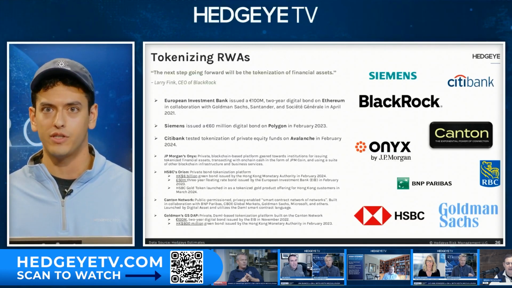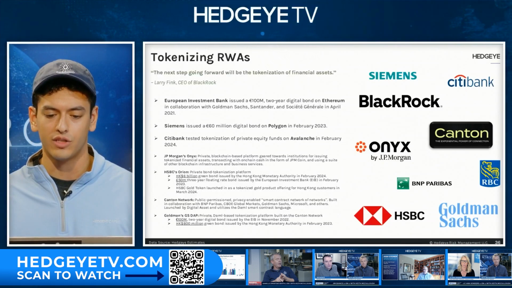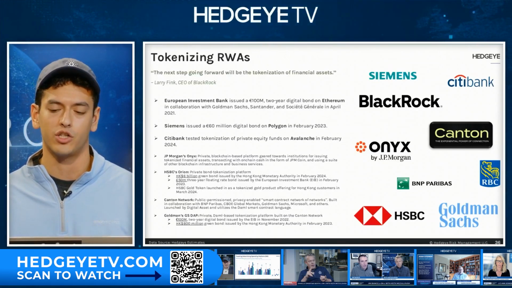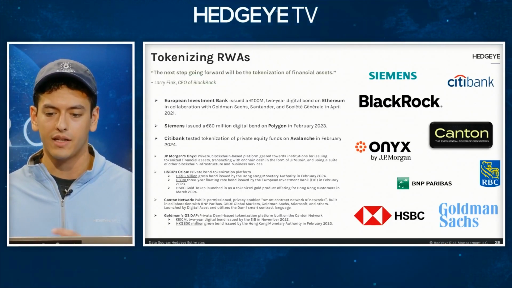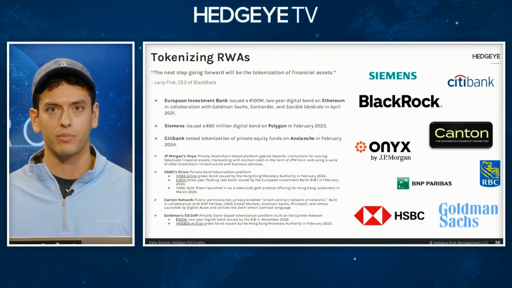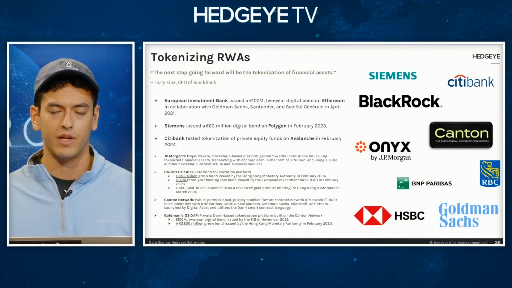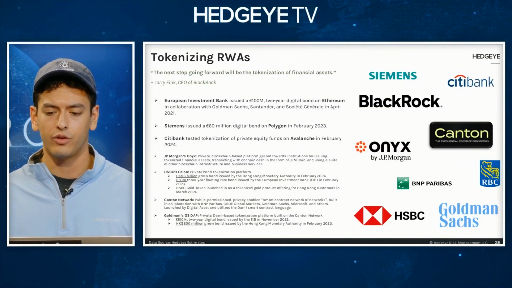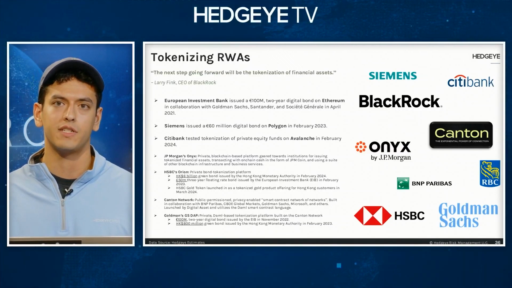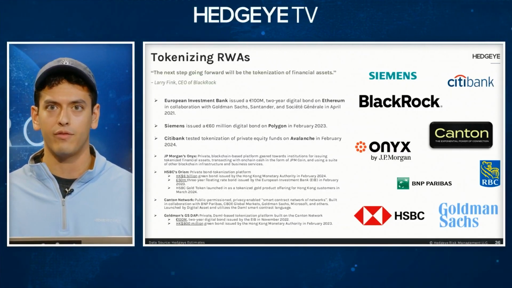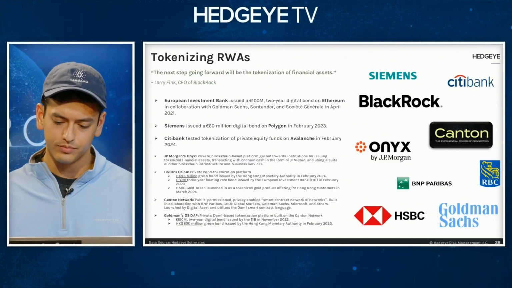And you can see this mosaic here of your TradFi institutions that have all been experimenting with tokenization. Some of them, like Citibank, have been working with public blockchains. BlackRock used Ethereum. Citibank was working with Avalanche. Others, like JP Morgan, Goldman, and HSBC, have actually launched their own private tokenization networks.